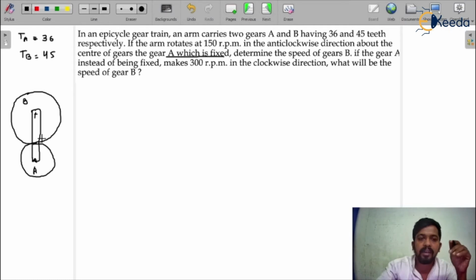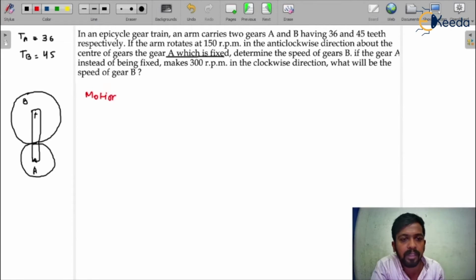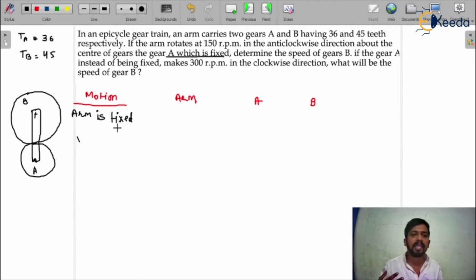We all know that to solve an epicyclic gear train problem, we need to draw the table. Let me draw the table. In the first block we write motion, then arm, gear A, and gear B. In the first case, the arm is fixed, and gear A rotates. This is an assumption.